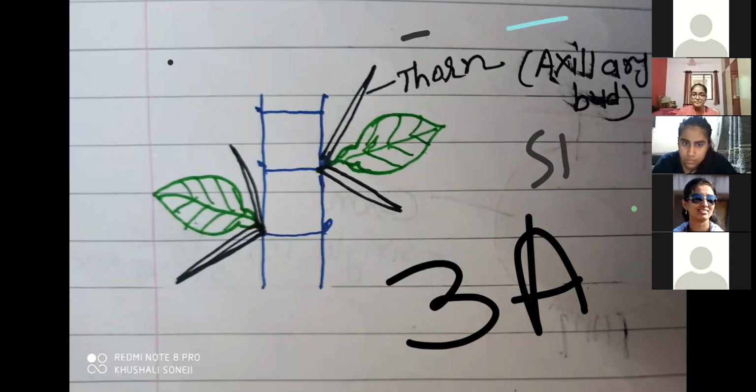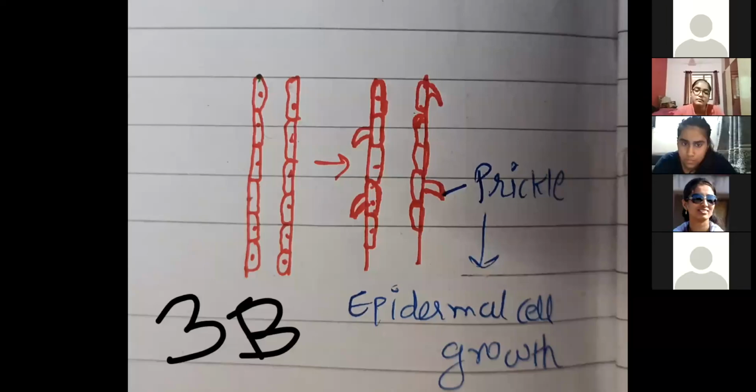Right? So whenever, remember, spine means a modified leaf, and thorn is the modified stem. One more thing: you all must know that on a rose there are pointed structures too. On rose, pointed structures are there, right? These structures we call prickles. They are not thorns, they are not spines.